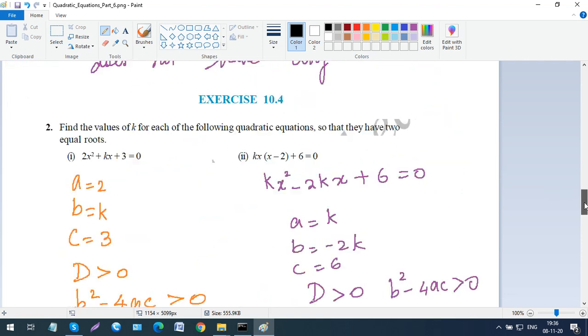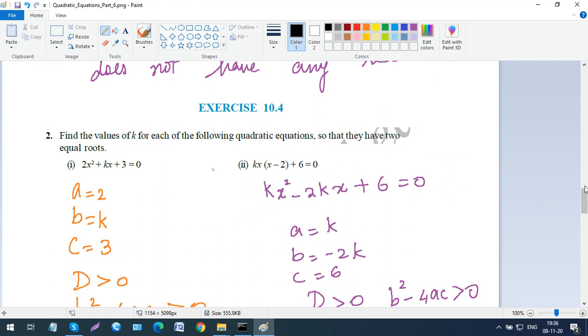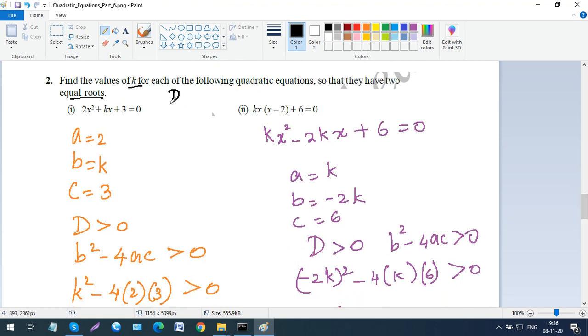Now we'll come to exercise 10.4. A few questions I have randomly worked out. You can finish the whole exercise in your classwork. Question number 2 says, find the value of k for each of the following quadratic equations so that they have two equal roots. When I say equal roots, D should satisfy the condition in both the questions.